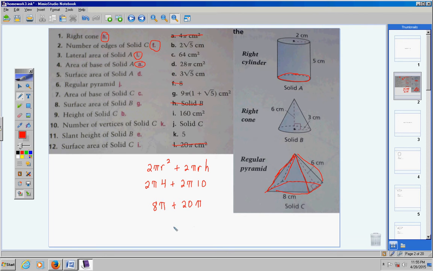Add those together, just like if you had 8x plus 20x in algebra, you would write 28x, correct? Sure you would. Here we have 8 pi and 20 pi, so we're going to write 28 pi. That is area, so it's going to be centimeters squared. Do we see that answer anywhere? Yes, right here. Letter D.